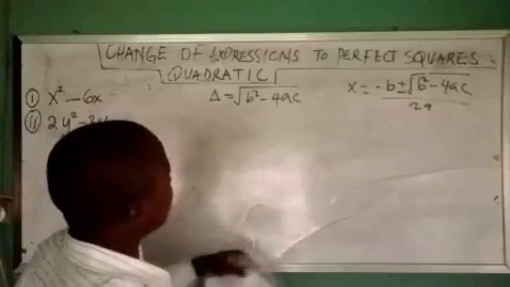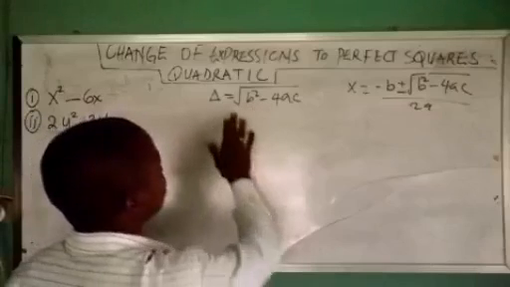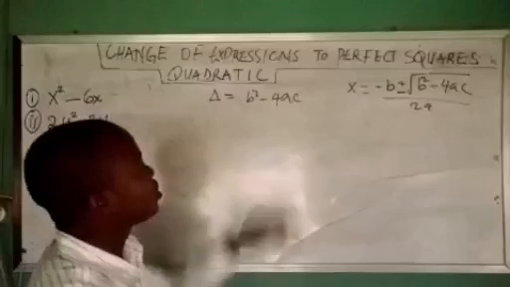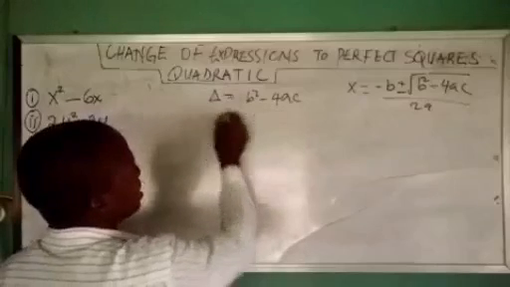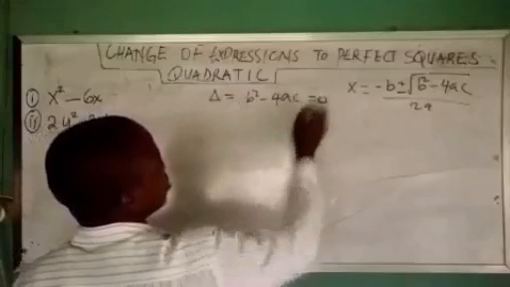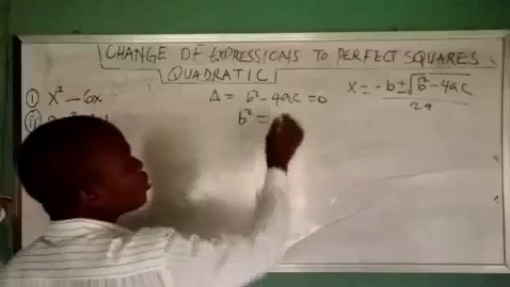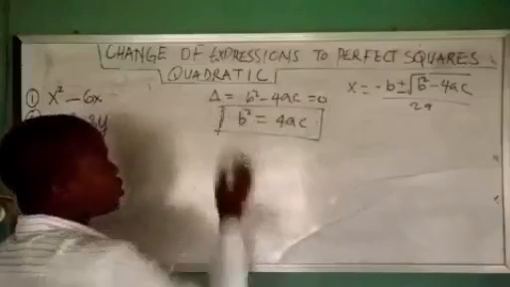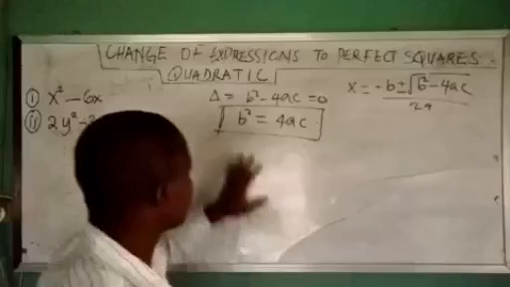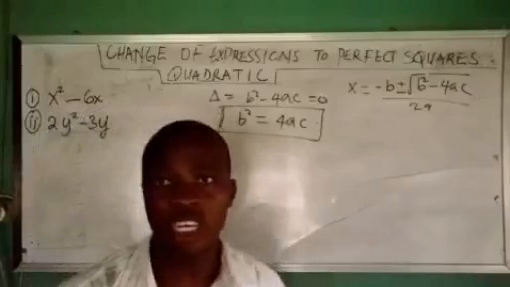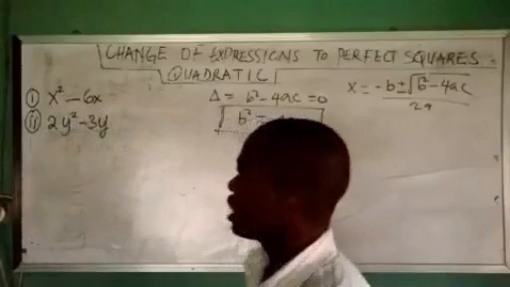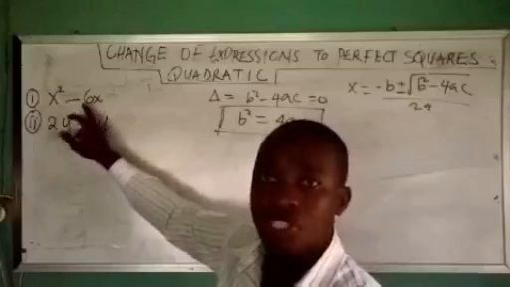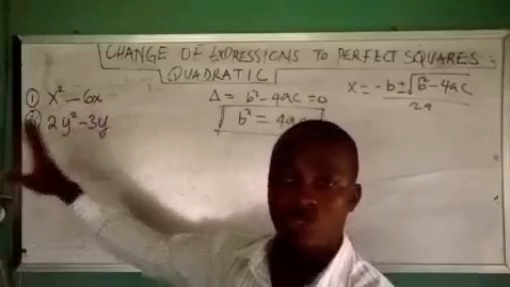So if you bring out this b squared minus 4ac, you don't need this root. This is what we need. If our discriminant now equals 0, we have b squared equals 4ac. So this is the formula we are going to use. We call this b squared equals 4ac. That is what we are going to use to get the constant that must be added to this to make it a perfect square quadratic.